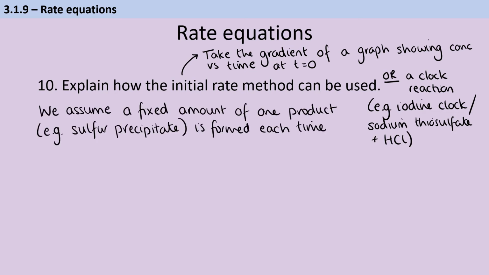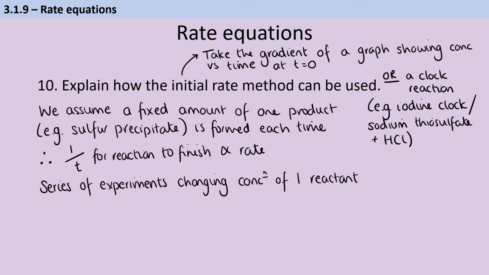Now, the reason that we can do this is that we assume that it always takes the same amount of sulfur for the cross to disappear, or the same amount of iodine for the colour change to happen. And so because we know that we're always making the same amount of product, we can use 1 over T as a surrogate for rate because it's going to be directly proportional to the rate. So since we know that, we can plan a series of experiments in which we change the concentration of one reactant and see how does that affect the time taken for the reaction to finish.